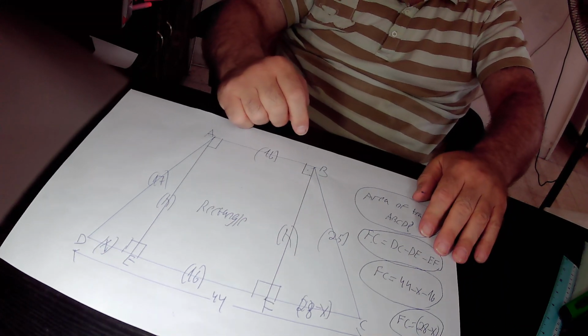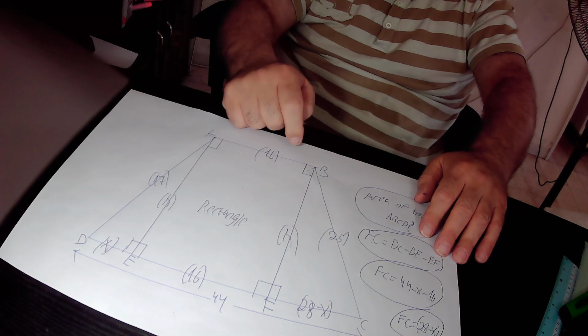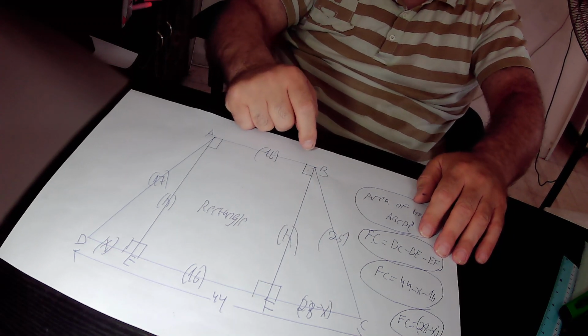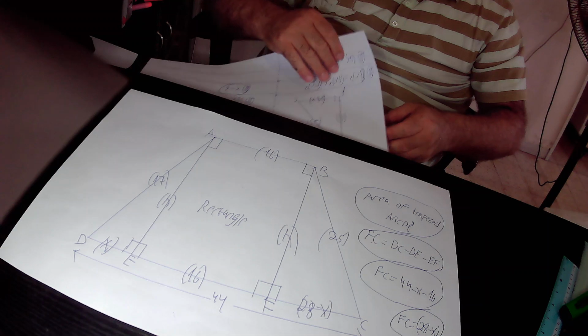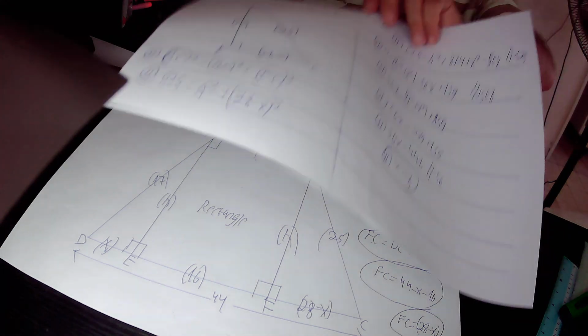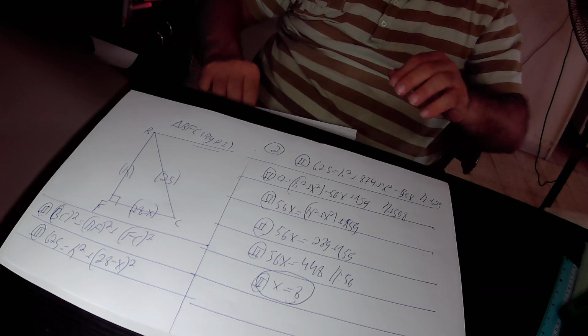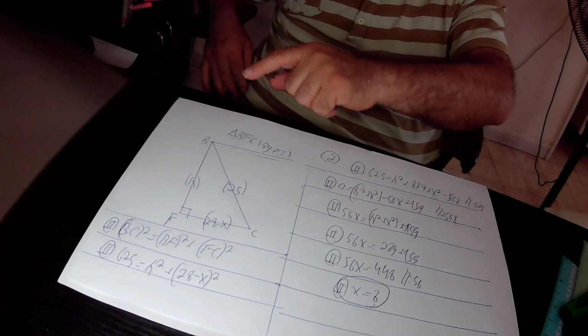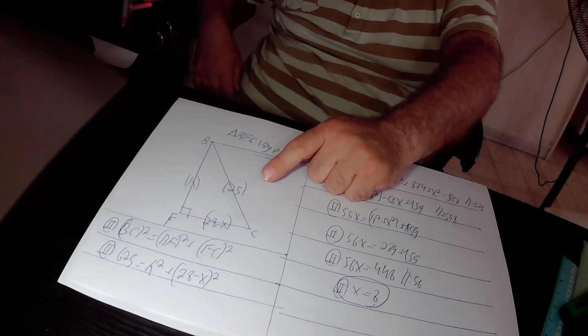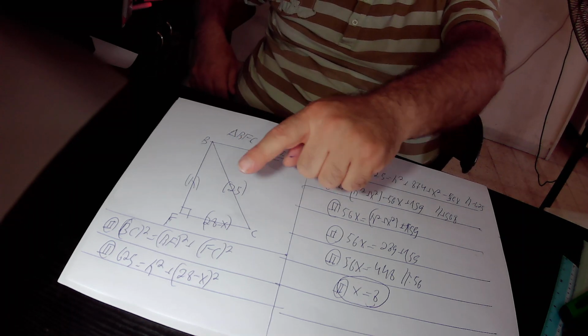In the next step I copy the right triangle BFC onto a new page and we implement the Pythagorean theorem on this right triangle BFC. So this is the right triangle BFC that I copied from the original drawing. According to the Pythagorean theorem in this right triangle BFC, BC squared, that is the square of the hypotenuse, equals BF squared plus FC squared.